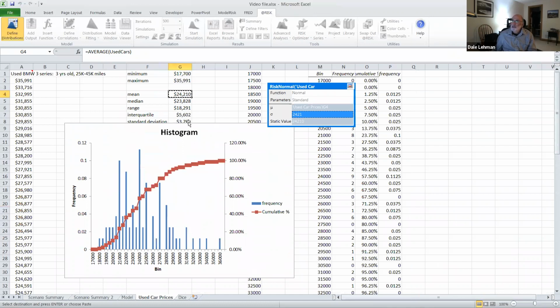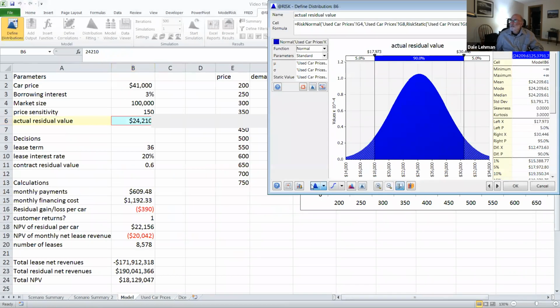The standard deviation, I calculated there, and a normal distribution, which is a bell-shaped curve, only has 2 parameters. It has a mean value and a standard deviation value. That's what the distribution looks like. 24,210 is the mean. The normal distribution is bell-shaped, so you can see that with this standard deviation, it ranges from about 14,000 to 34,000. So I could use that to describe the probability associated with these used cars.